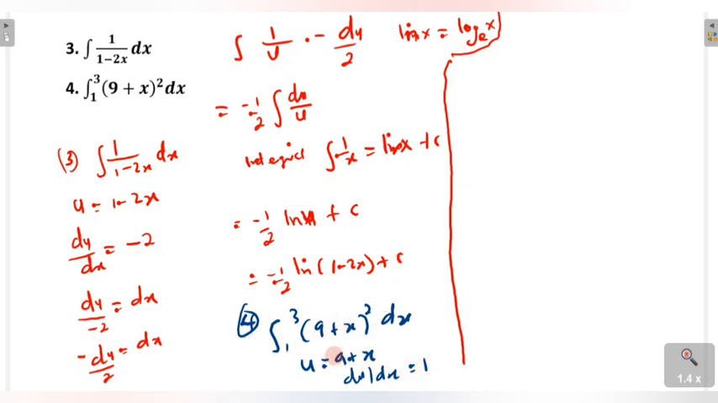So we'll substitute now. We said that u is equal to 9 plus x. These values here are in terms of x, so we're going to get the values in terms of u. So u1 would be equal to 9 plus 1, that's 10. And u2 will be equal to 9 plus 3, which is equal to 12. So that means the integral now looks like 10 to 12 u squared.